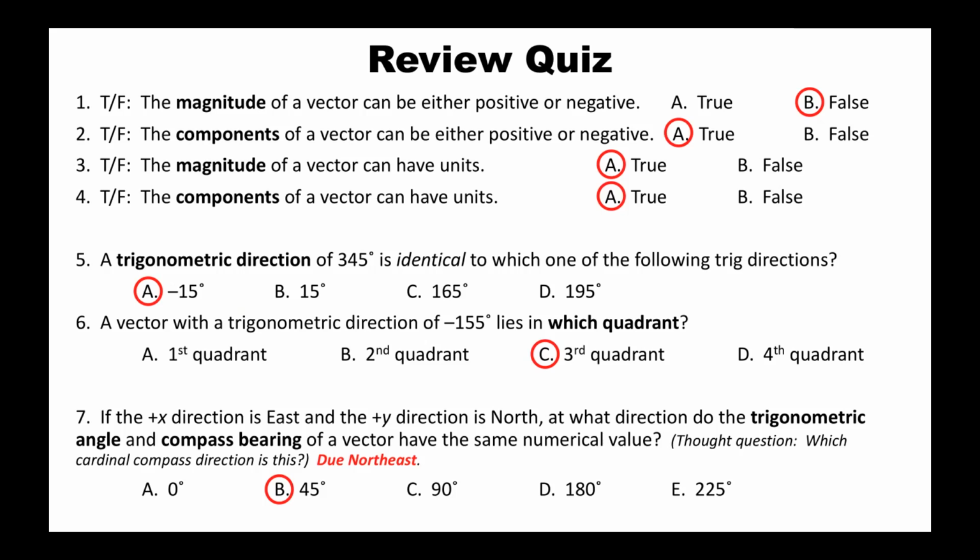So reverse the direction. For trig directions, remember, if you add or subtract 360 degrees, you wind up with the exact same direction. So 345 minus 360 gives you negative 15. Negative 15 degrees and 345 degrees are exactly the same direction on the unit circle. The same is true if we used radians. If you add or subtract 2 pi radians, you wind up in the same direction. Okay. The answers to 6 and 7, I'll leave to you.